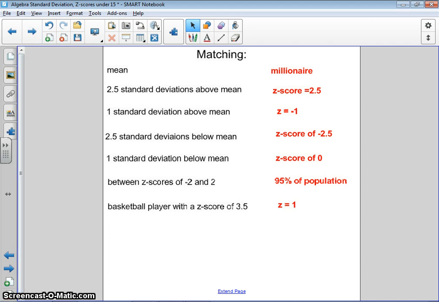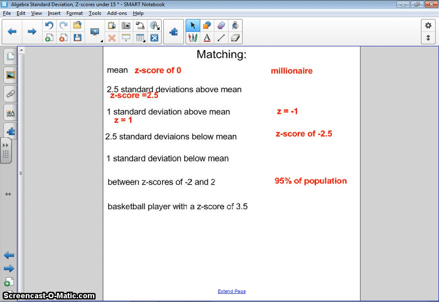All right, we're back, and let's just go ahead and see if we have a good understanding of z-scores based on my very quick explanation. This first thing up here, we've got the mean listed. Well, if you're exactly on the mean, you're not above or below by any standard deviation. That's a z-score of 0. If you're 2.5 standard deviations above the mean, then you have a z-score of 2.5. And if you're 1 standard deviation above the mean, then you have a z-score of 1.